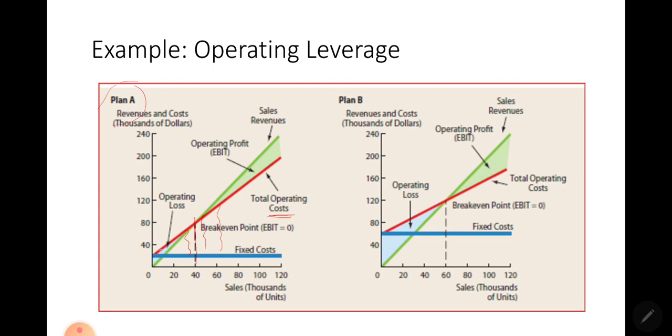And over here you have operating loss, and on this side you have the operating profit, because over here sales is greater than the total operating cost. The green line is above the red line, whereas over here the red line is above and the green line is below. So over here the business is unable to cover its total operating cost. The operating cost is more and the revenue, the green line, is lesser. So at this side you have loss, at this side you have profit, and this is a break even.